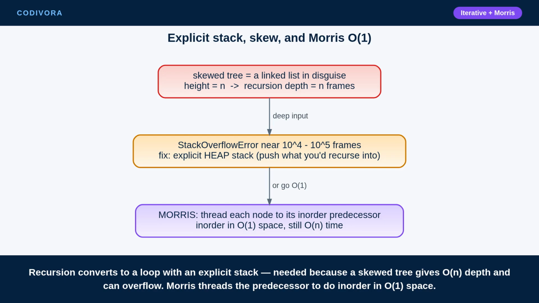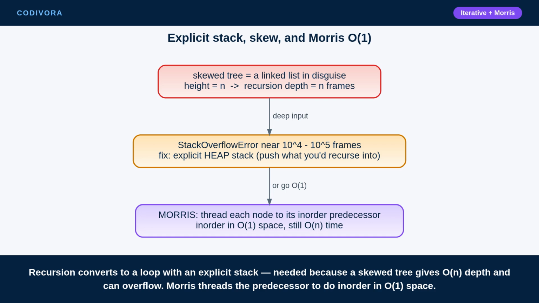Insert 1, 2, 3, 4, 5 in order into a plain binary search tree, and every node hangs off the right. That is a skewed tree, a linked list in disguise. Height equals n. Recursion depth becomes n frames, and around 10,000 to 100,000 frames the real stack overflows.